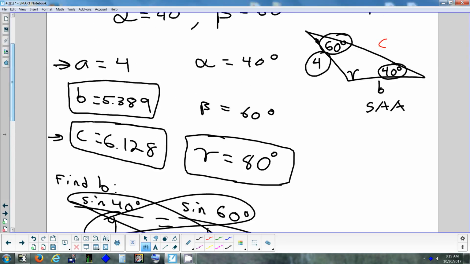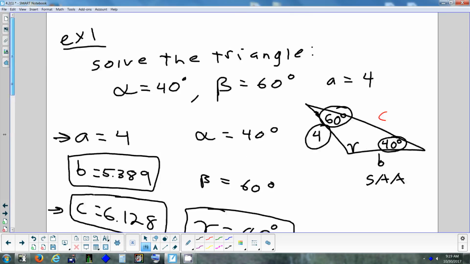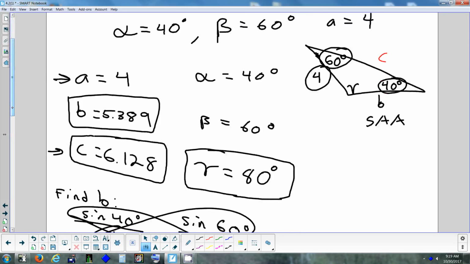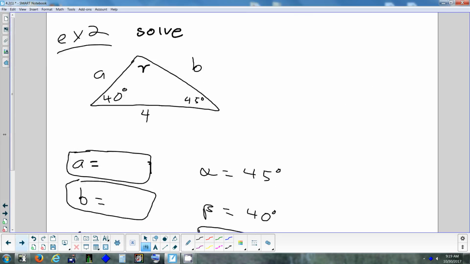Okay, so everything looks reasonable here. It doesn't guarantee it's right, but to me it doesn't look like there's anything definitely wrong with it. And that's a side angle angle. Okay. Any questions on side angle angle? All right, so notice in this problem, you already had a row that was complete. Okay. Let's look at this one.